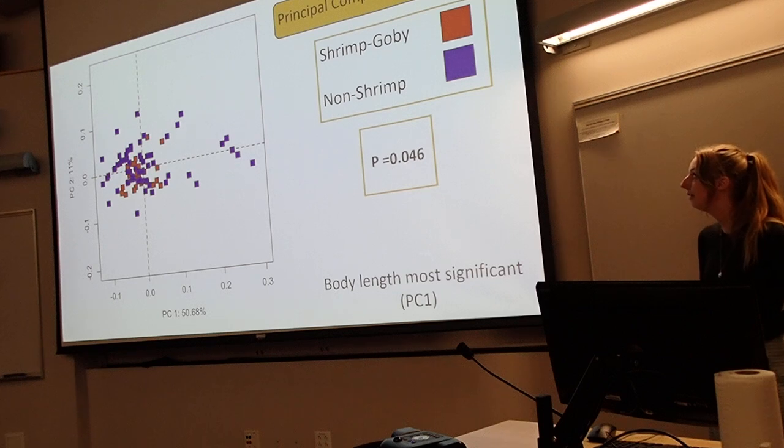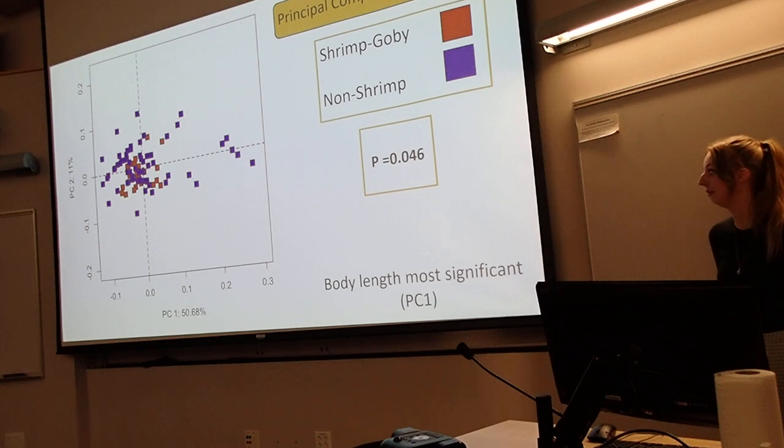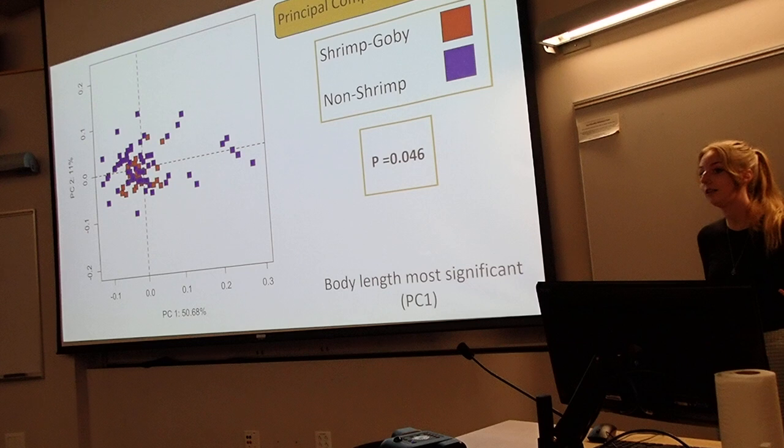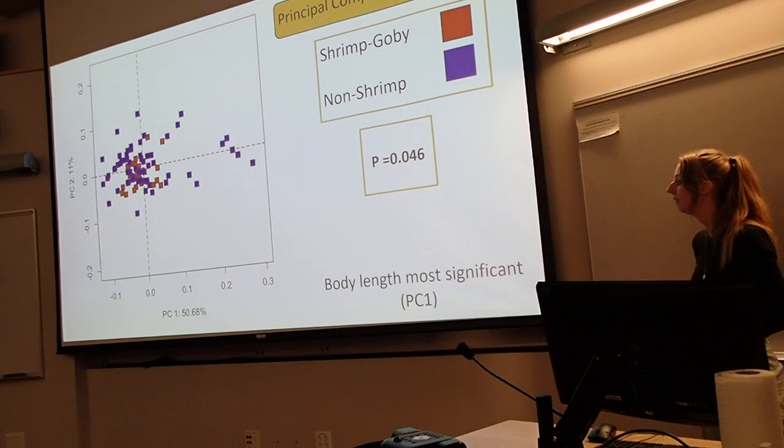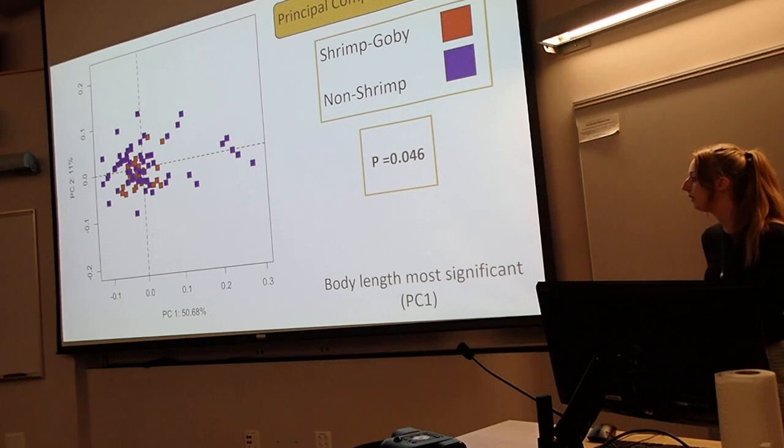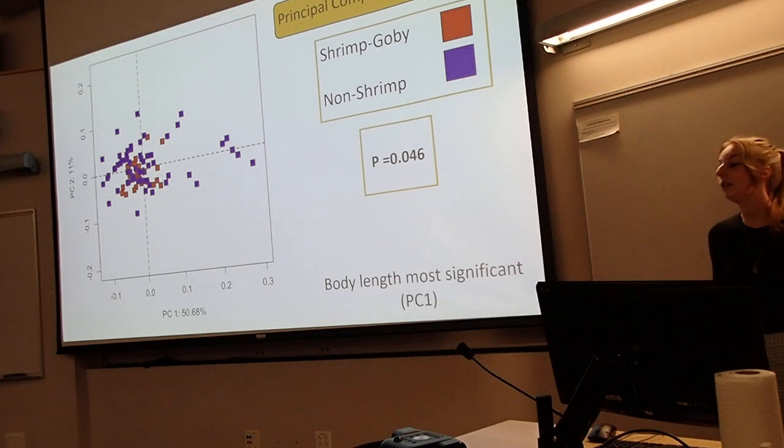So our first question here is, are shrimp gobies and non-shrimp gobies different in body shape, yes or no? And we found this to be statistically significant, that they are in fact a different body shape. One important thing to look at on this PC graph is the horizontal axis, or PC1. So this here we found is actually measuring body elongation.